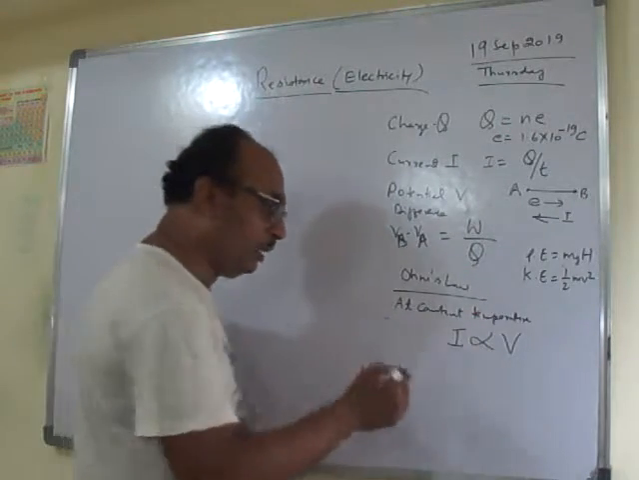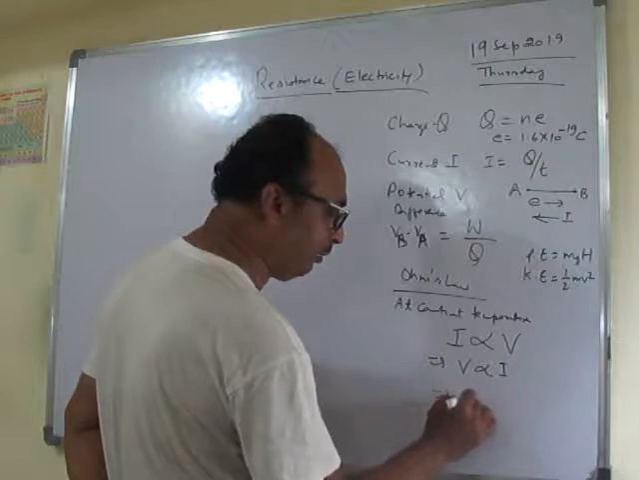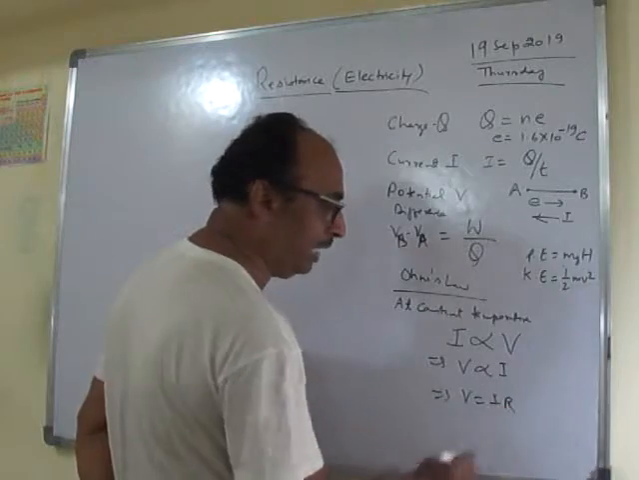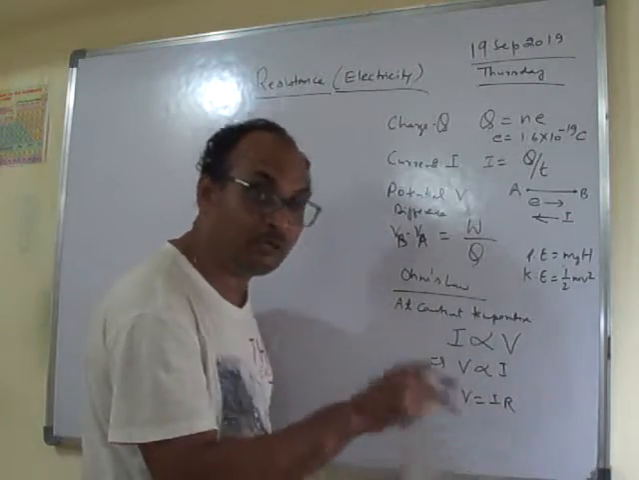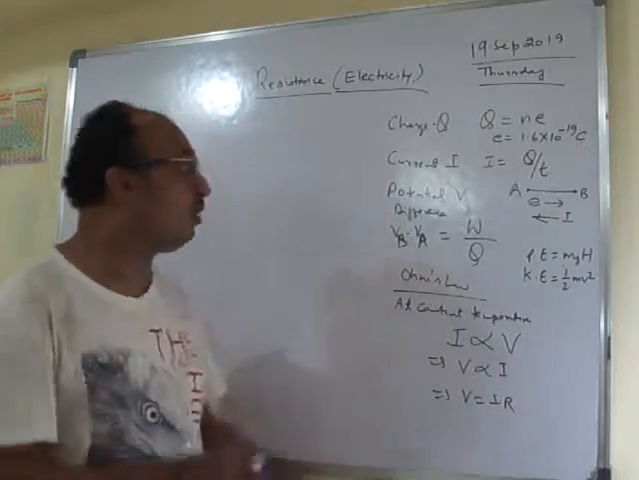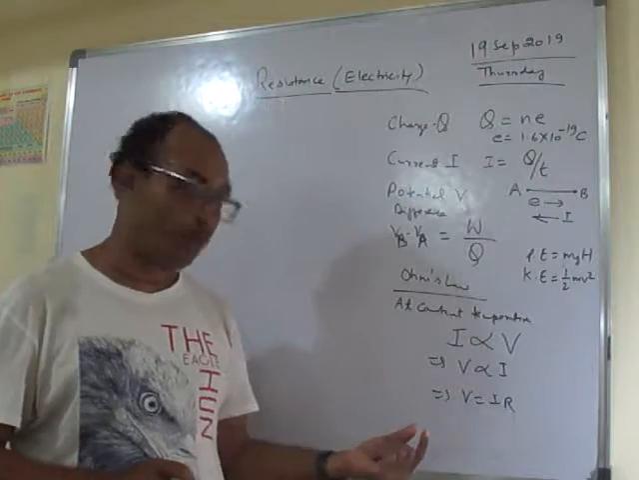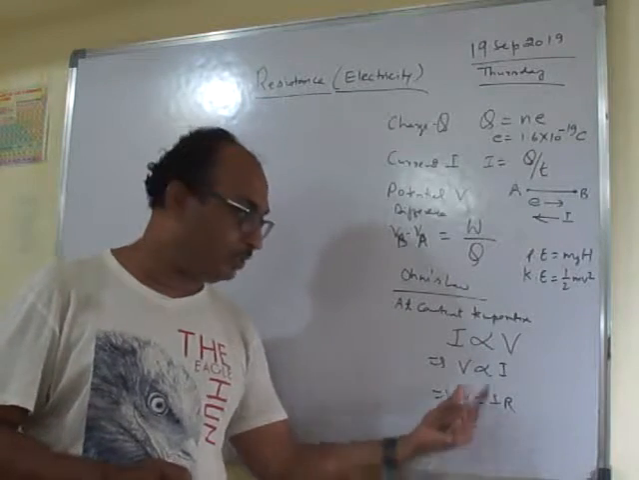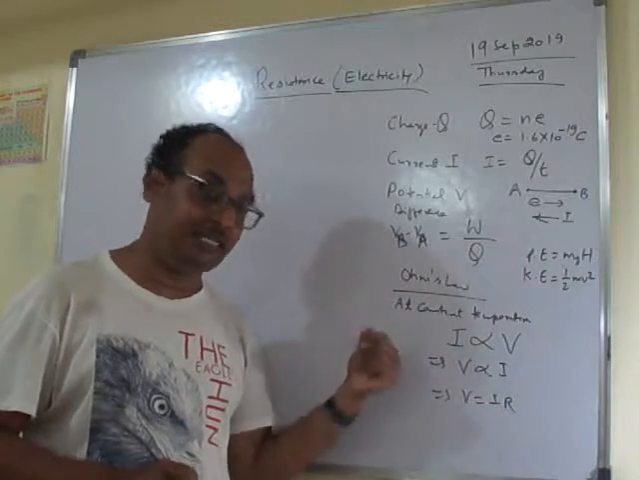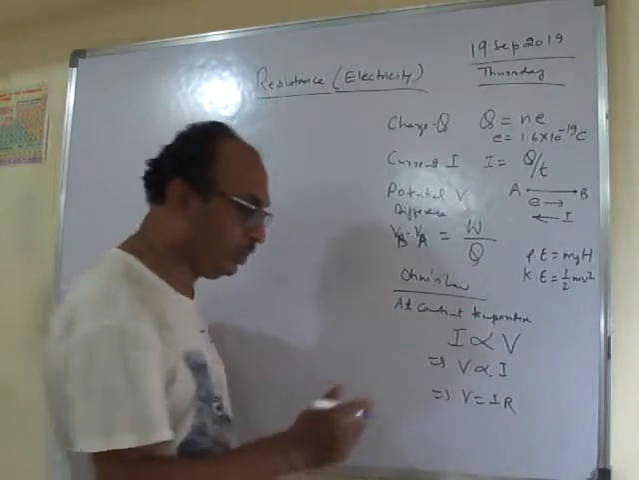This can also be written as V is proportional to I, and further V is equal to IR, where R is the proportionality constant. This R is called the resistance of the conductor. So where has resistance come from? That proportionality constant R is called the resistance of the conductor.